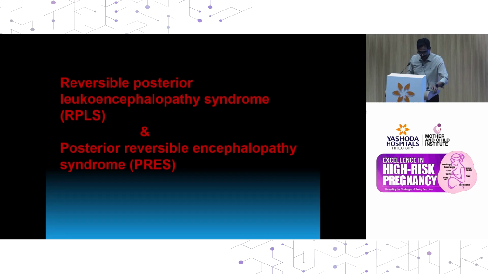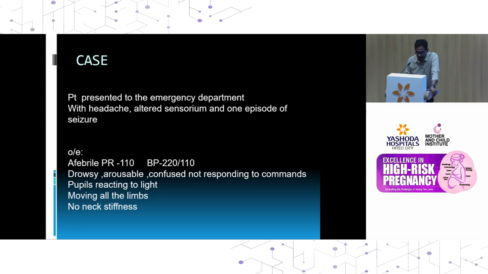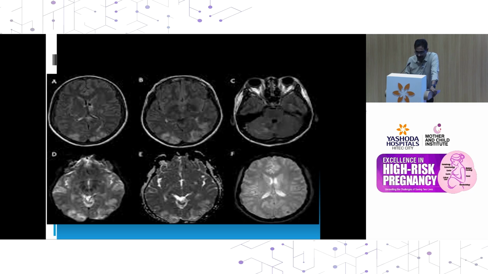Now this is one of the most important things: reversible posterior leukoencephalopathy syndrome and posterior reversible encephalopathy syndrome. These are very interesting concepts. Now we have a patient who has presented with accelerated hypertension. You can see these are the MRI images.